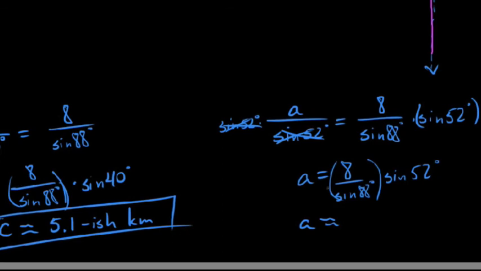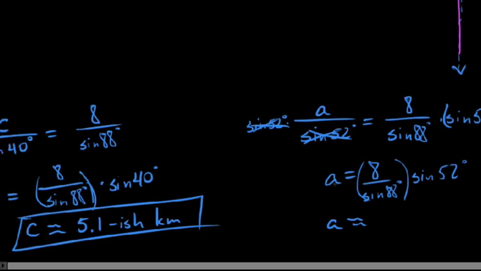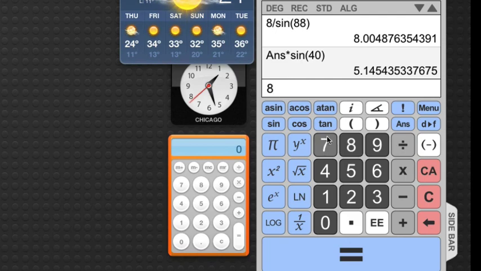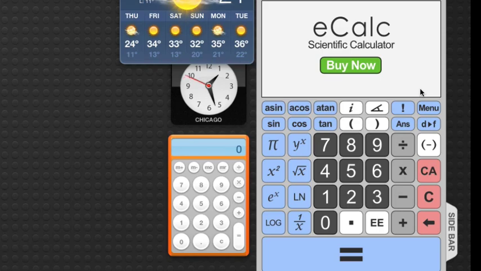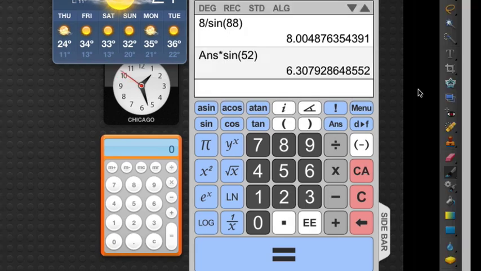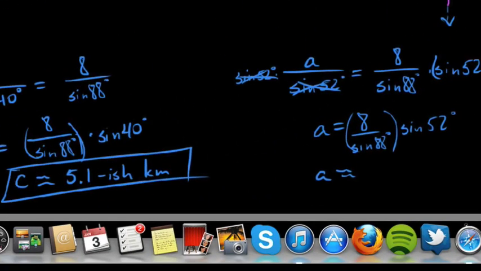And we say a is 8 over sine 88 times sine of 52 degrees. So we say 8 divided by sine of 88 times the sine of 52 degrees. We have this side as being about 6.3 or 6.31. I'm going to go with 6.3 for the sake of simplicity. So about 6.3-ish kilometers.